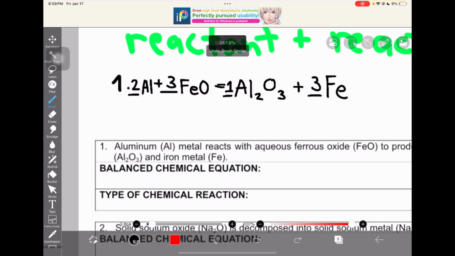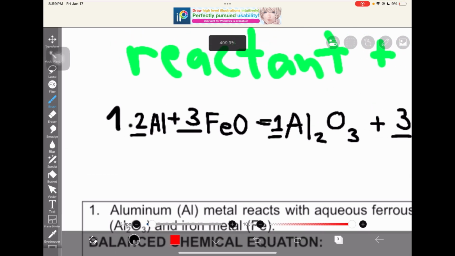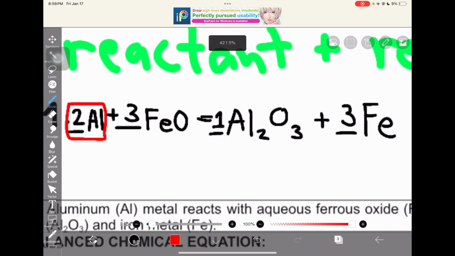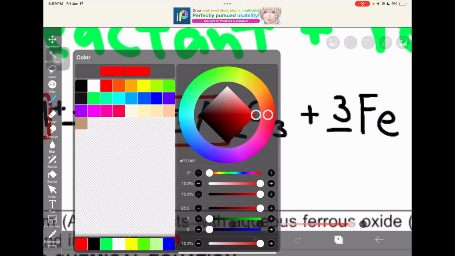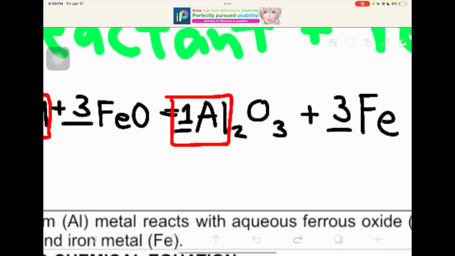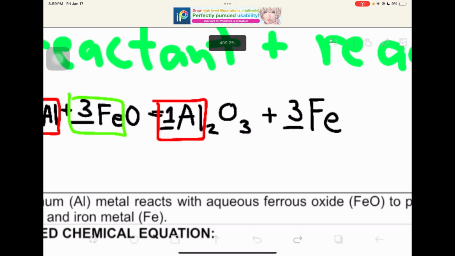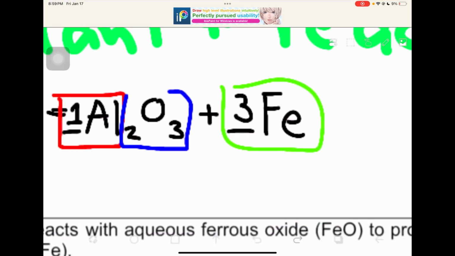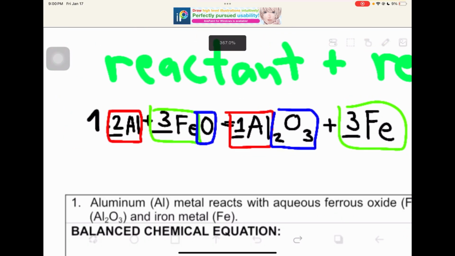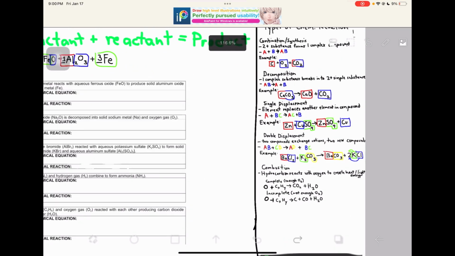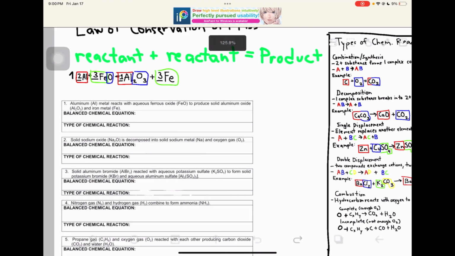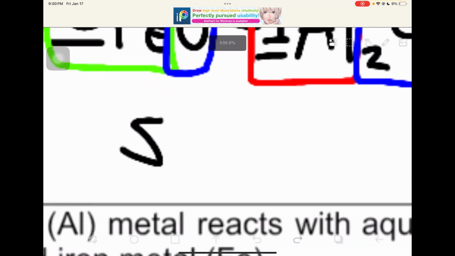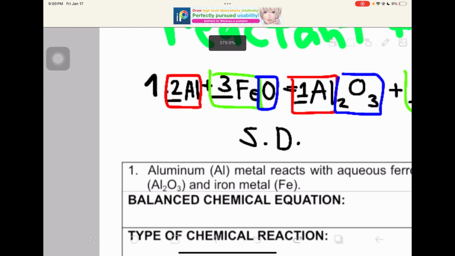So this is the correct balanced chemical equation, and let's color code it so that we can tell what is the type of reaction. So you have 3Fe over here, 3Fe over here. Let's then use blue. It's not really the cleanest, but as you can see, there's 3 reactants involved, and that is single displacement. So I'm just going to use a shortened version. So there's single displacement.